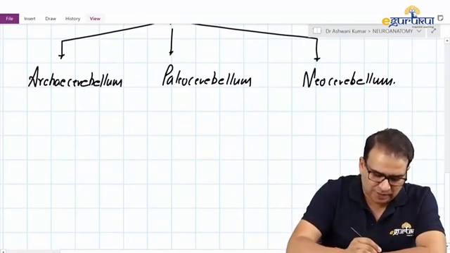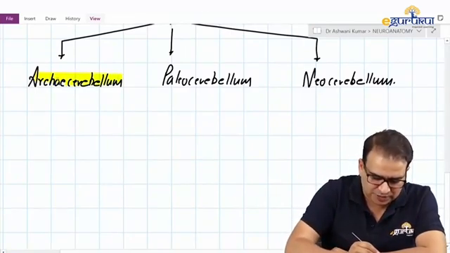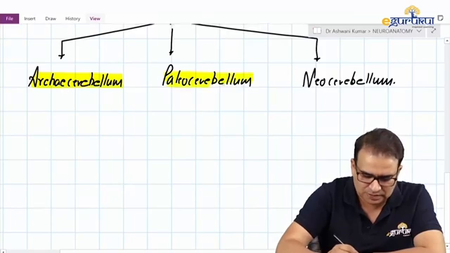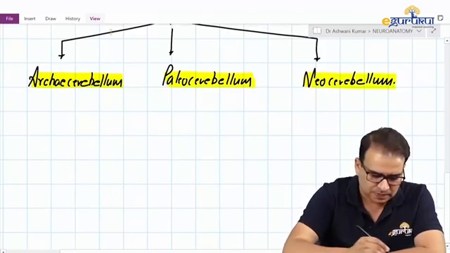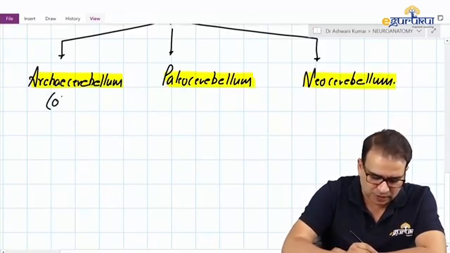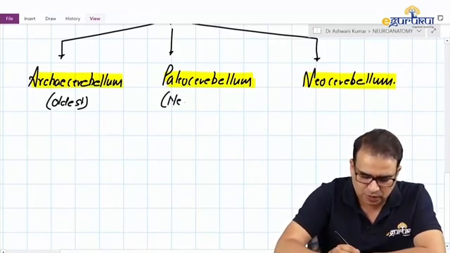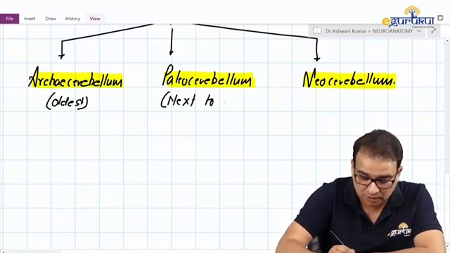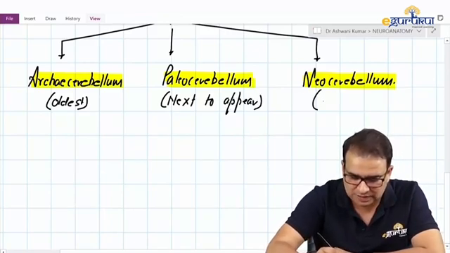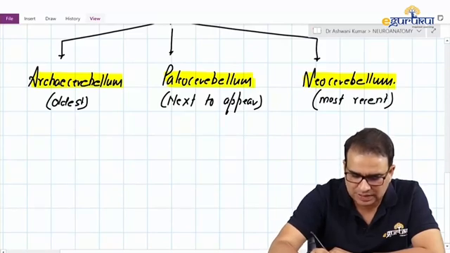As I already mentioned, based on their evolutionary history, the archicerebellum is the oldest part of the cerebellum. Paleocerebellum is the next to evolve, and the most recent part is the neocerebellum.